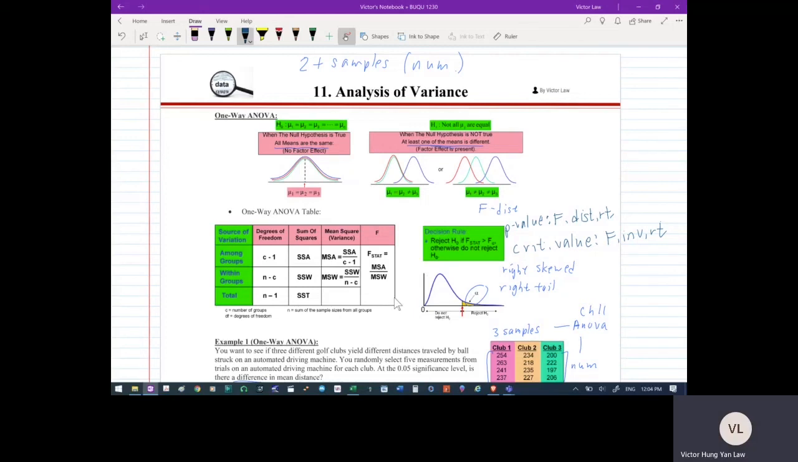And when you're doing the analysis for the one-way ANOVA table, this is the formula sheet that you need to refer to, to look at the relationship between the degrees of freedom, the sum of squares, the mean square, and the F. F is your F statistic.